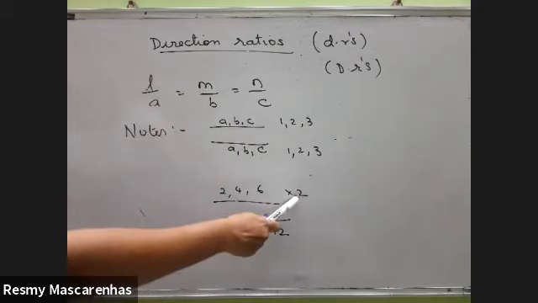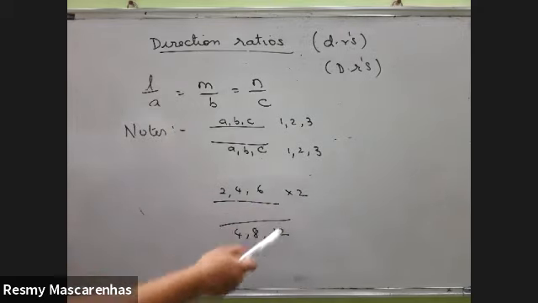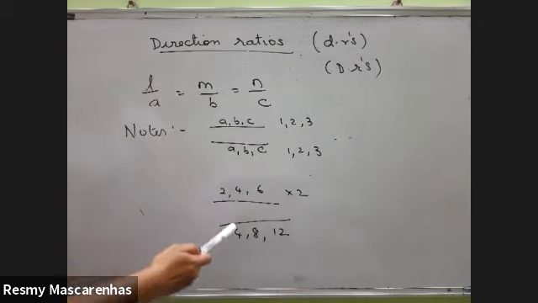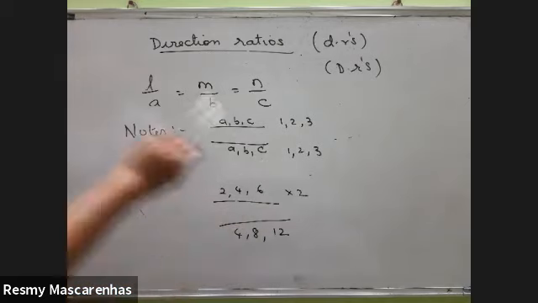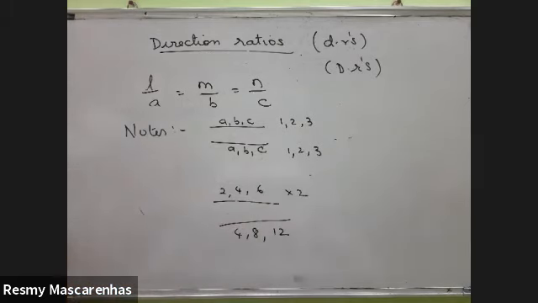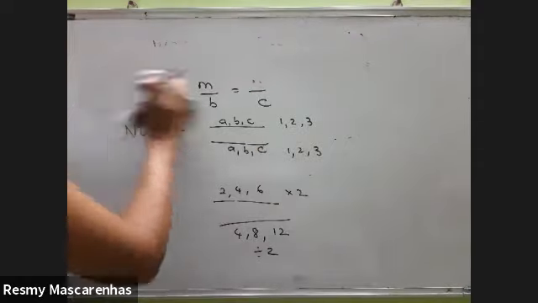This is just an example. This could have been simply multiplied by 5 also, so this will become 10, 20 and 30, like that. Because finally if you divide this by 2, you should get this answer. Then it is called proportional. So this was about the direction ratios.